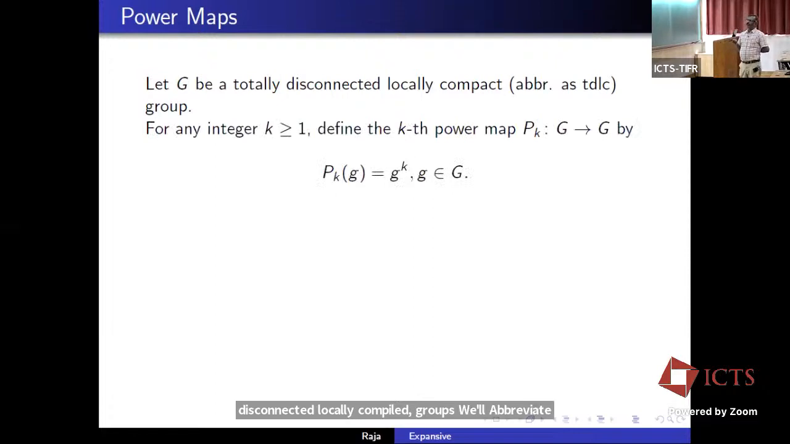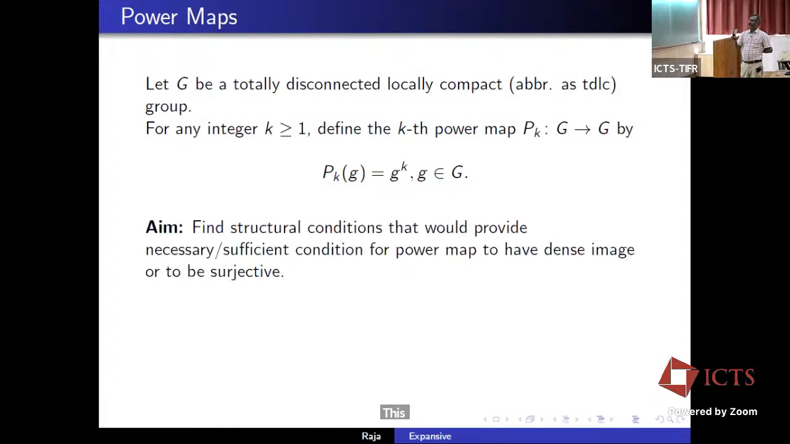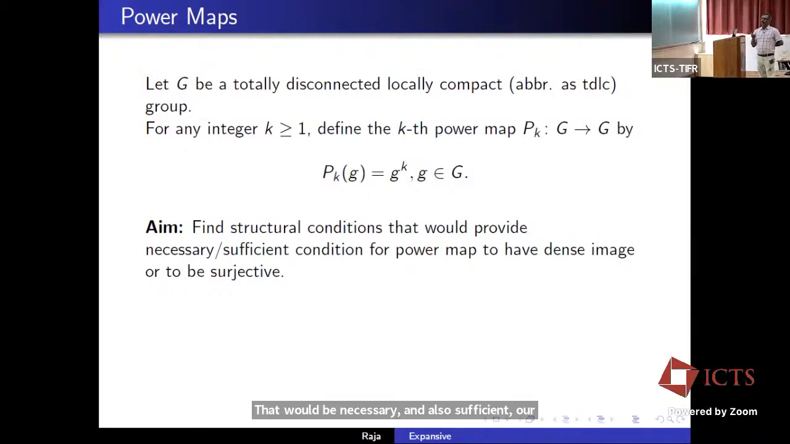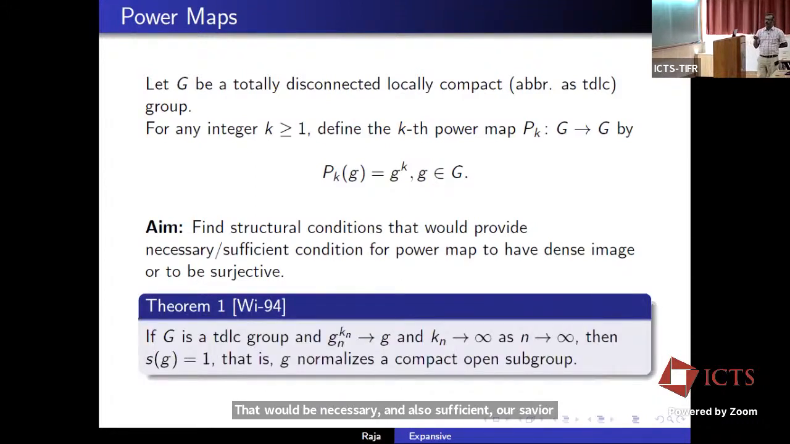For any integer k, we define the kth power map to be P_k of g equals g to the power k. So our aim is to find structural conditions on G that would provide a necessary and sufficient condition for the power map to be either surjective or to have a dense image, or sufficient separately also. In this direction, we recall an old result for totally disconnected locally compact groups due to Willis.